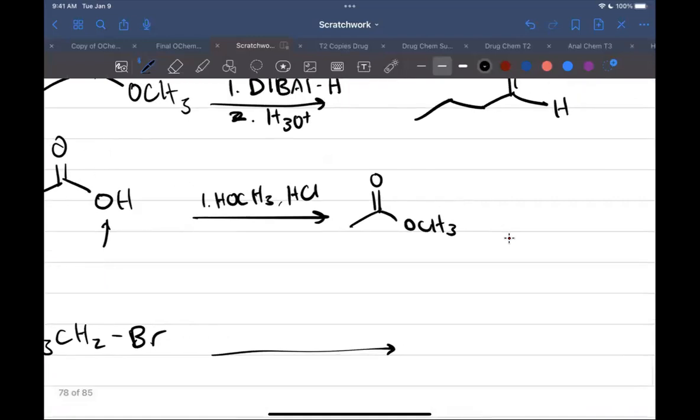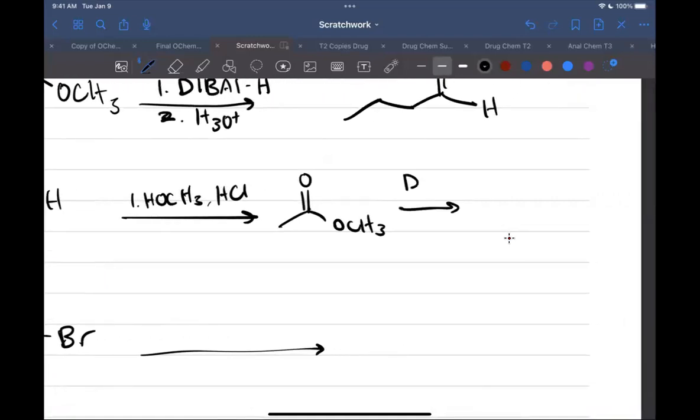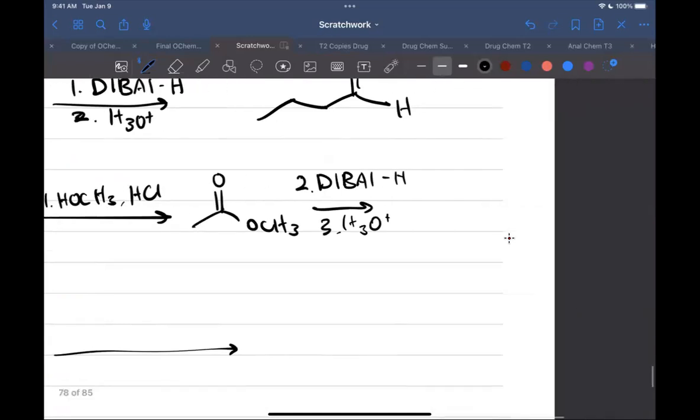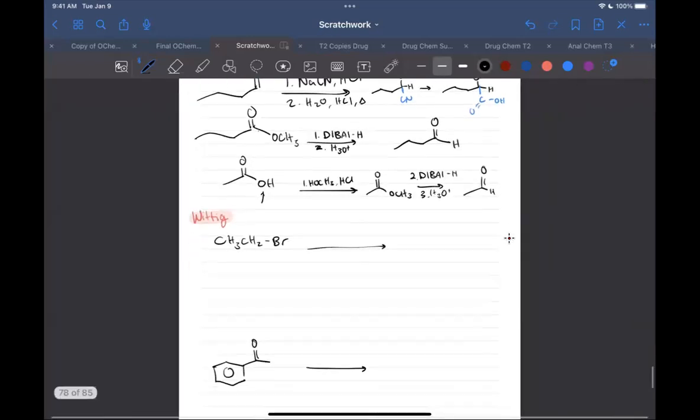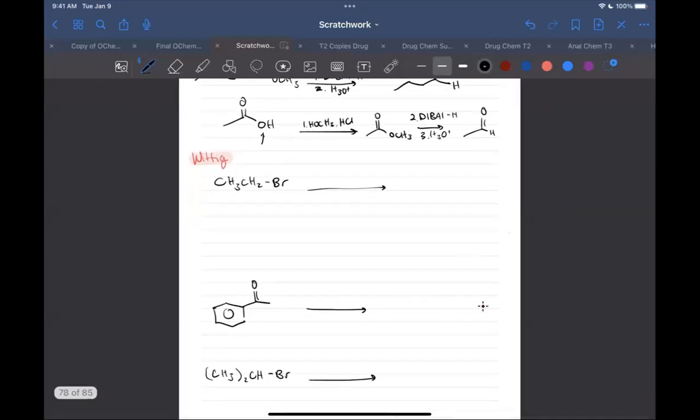That makes an ester. And then we treat it with DIBAL, then H3O plus. Now we get the aldehyde. All right, so that should be pretty straightforward. Now let's get to the Wittig reagent.